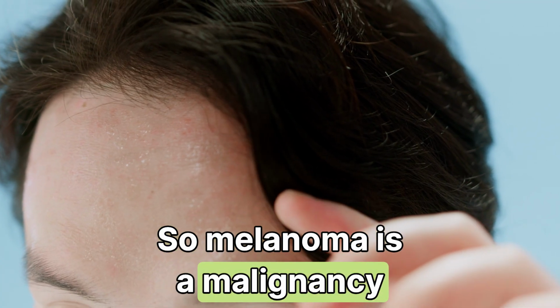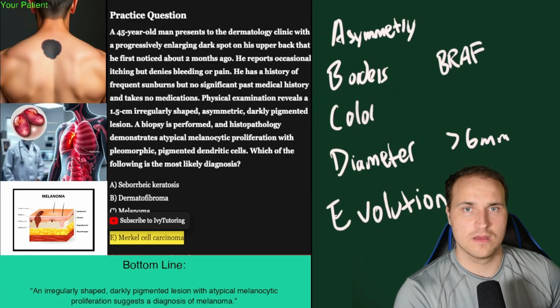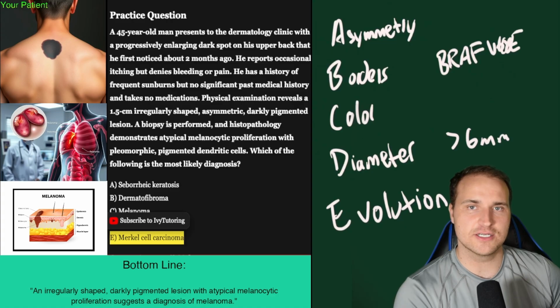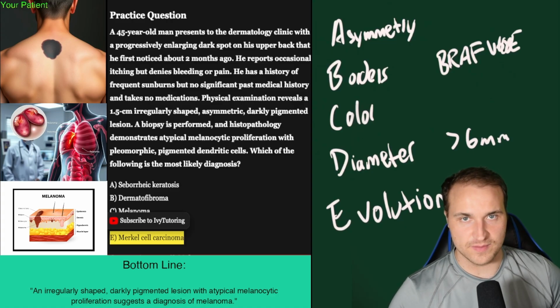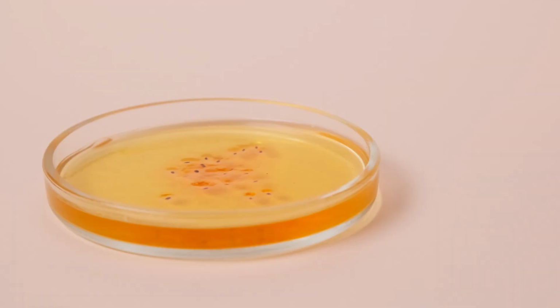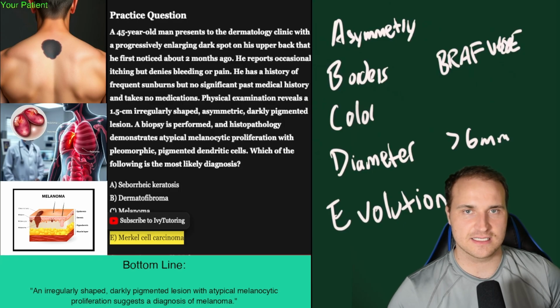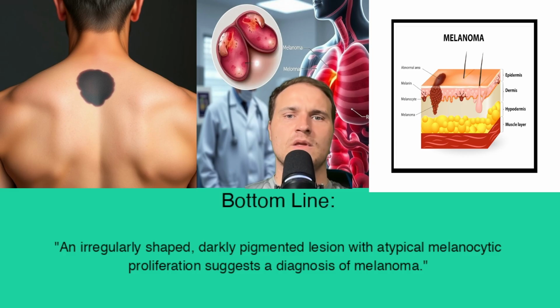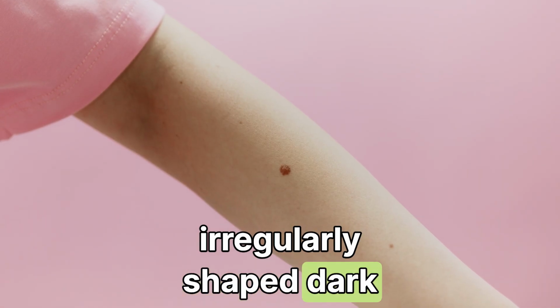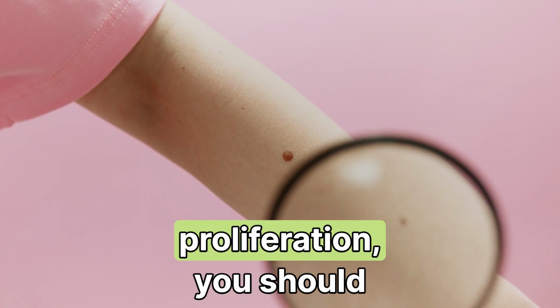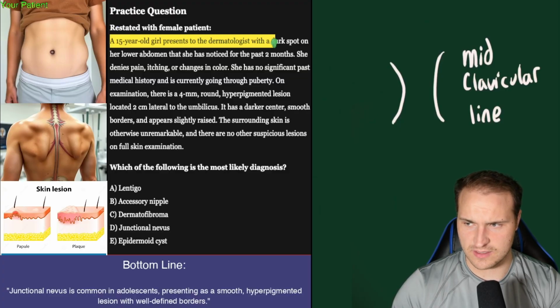So melanoma is a malignancy of the melanocytes and is driven by BRAF V600E mutation and induced P53 mutation. It grows rapidly at first, and then it grows vertically, and there's a risk of metastasis. So it grows radially at first. And so if you see an irregularly shaped dark pigmented lesion with atypical melanocyte proliferation, you should think of a melanoma.